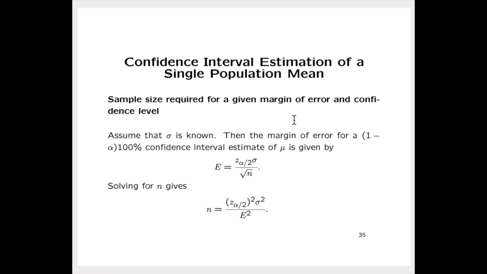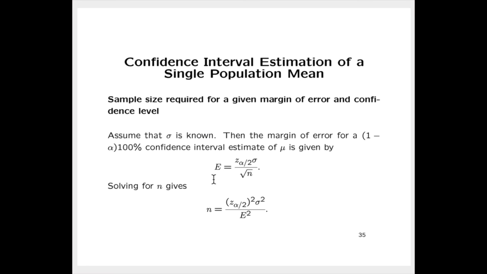Then the margin of error for a 1 minus alpha times 100% confidence interval estimate of mu is this expression that we add to and subtract from the point estimate to get the confidence interval. Right? If you go back and look on the previous slides, in fact, let's do that. This is the margin of error. This is what we're talking about. And so we're going to denote that margin of error by capital E, let's say. And what we're going to do is solve this equation for n. All right, so solving for n, we get the square of the interval coefficient, z sub alpha over 2, times the variance divided by the square of the desired margin of error.